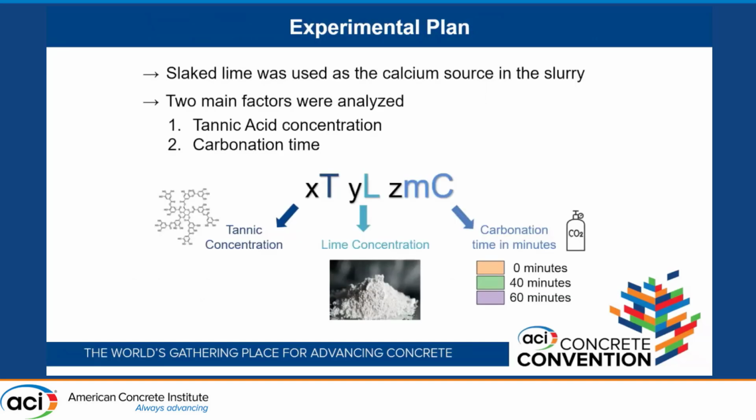So, looking a bit more specifically, we have our recipe for our concrete mixes. The number before the capital T shows how much tannic acid we used, the number before the capital L shows how much lime we used, and the number before the MC shows how long we carbonated it for. So we look at anywhere from 0 to 0.3% tannic acid, and then we use the same amount of lime for all of these mixes that you'll see. And then for the carbonation, we look at 0, 40, and 60 minutes.